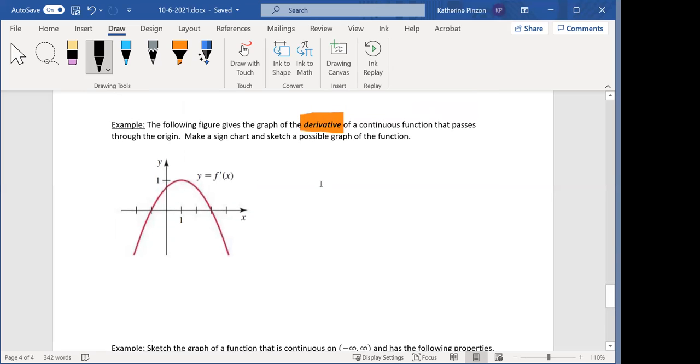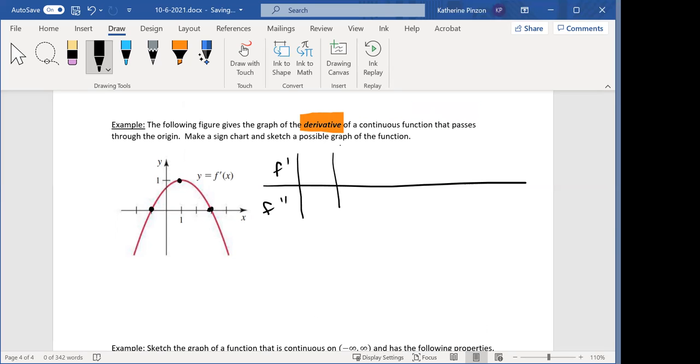Okay, here is the derivative. I'm going to make a sign chart just like I did before, okay? So I'm going to make a row for f prime and a row for f double prime. What numbers do you think I should put on here? -1, 1, and 3. Yeah, that's what you meant. X equals -1. X equals 1. X equals 3.